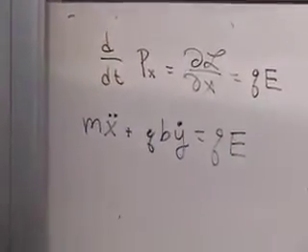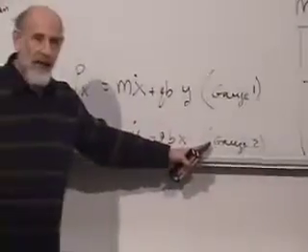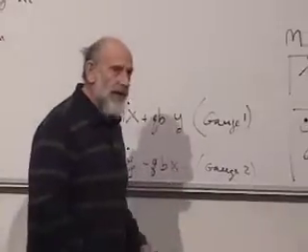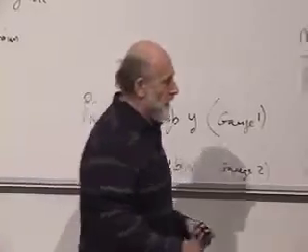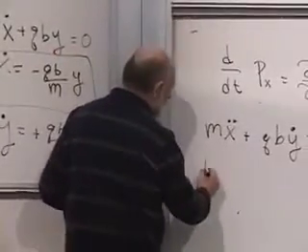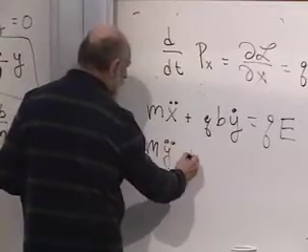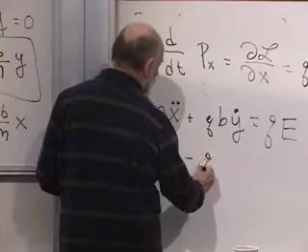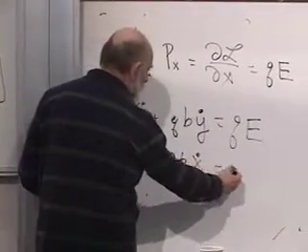What about the other equation? What about the equation for p sub y in the other gauge? That's unchanged because I haven't put any force in the y direction. So in the y direction, there's been no change. M y double dot plus or minus q b x dot is still equal to 0.